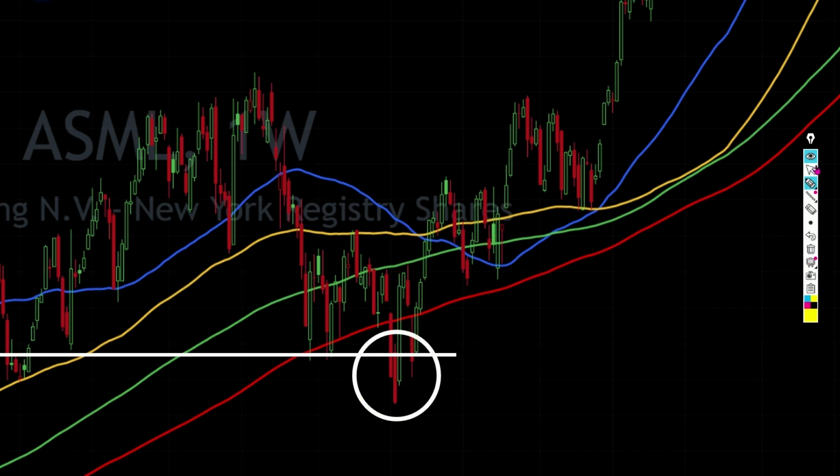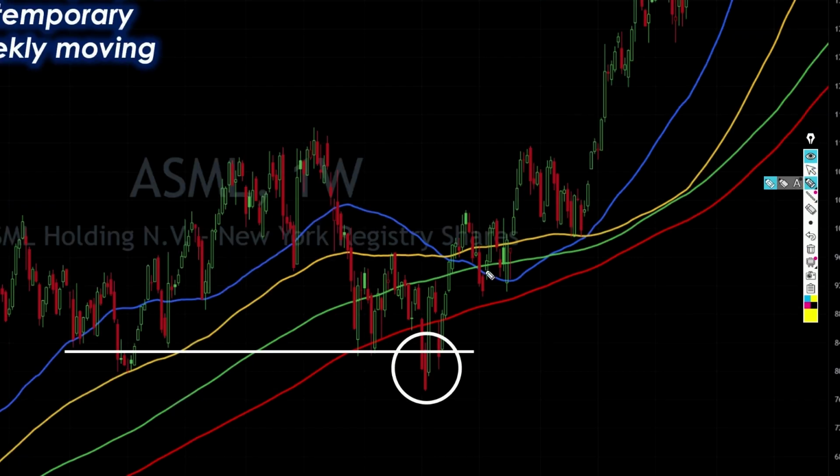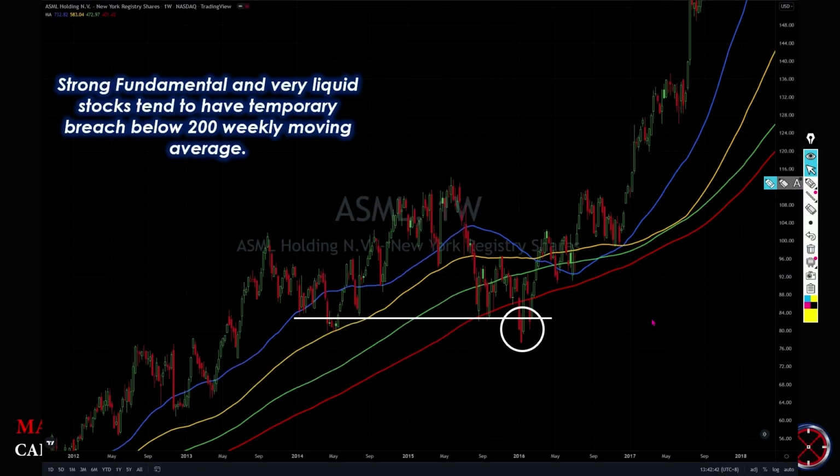So that's a temporary panic. It's where the smart money seeks liquidity in this part, the circle area. A temporary break downwards. There's a symmetrical triangle, a temporary break, or we can call it a failed breakout. And this is where the price turns around. So rare instances, but it does happen to strong fundamental stocks.